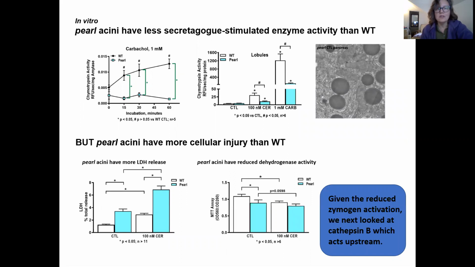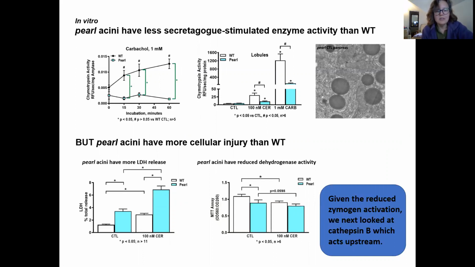In vitro studies, we measured chymotrypsin activity in acini after stimulating with carbachol. Pearl acini have much less enzyme activity than wild type. We have similar results in pancreatic globules where we measured chymotrypsin activity after stimulating with either cerulein or carbachol. Surprisingly though, in spite of low zymogen activation, pearl acini have more cellular injury than wild type.